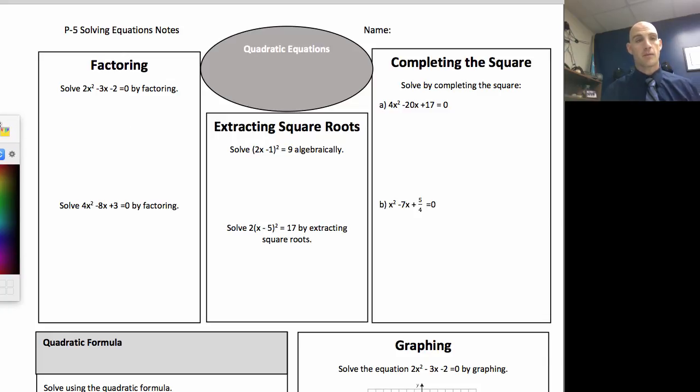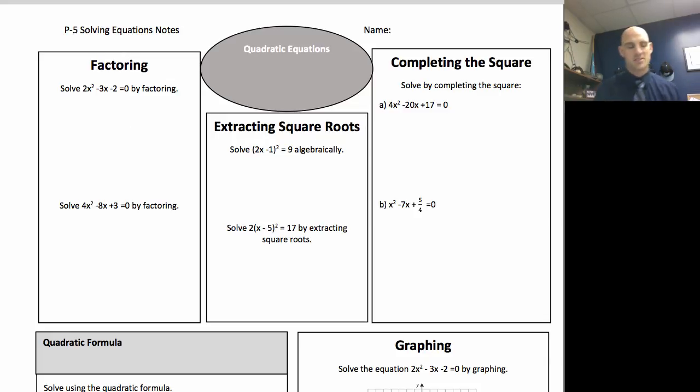Welcome back. Today we're going to talk about solving equations, specifically focusing on quadratics. First of all, let's look at what a quadratic equation is. A quadratic equation is an equation in this form.